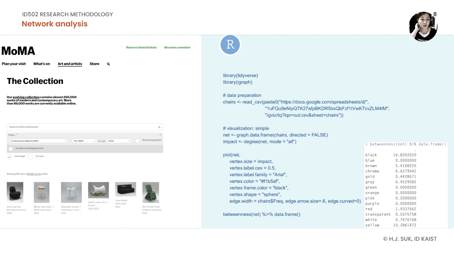Let me introduce one of the research projects my lab has recently conducted. We collected a chair image data set from the MoMA website. Some chairs consist of a single material, but like this chair, some consist of more than one material, so it has a material combination. We tried to identify what material combinations are frequently found in these masterpiece chairs. This chair, the distributed chair, consists of wood and white plastic, for example.